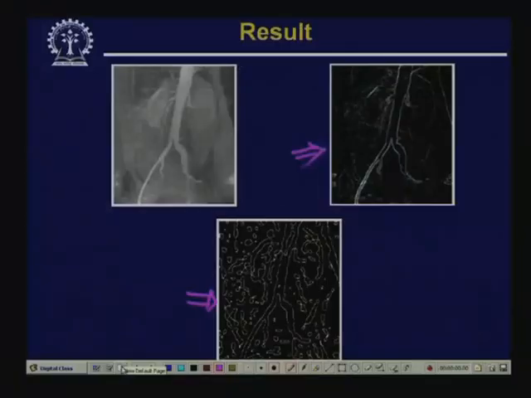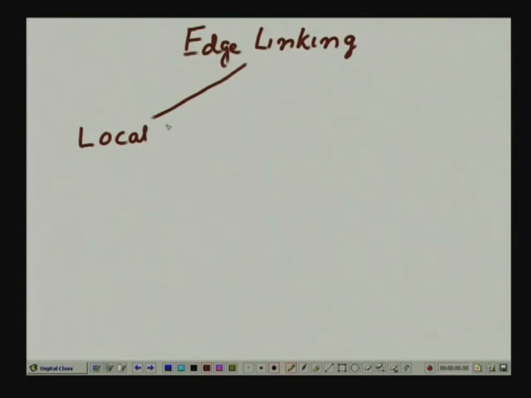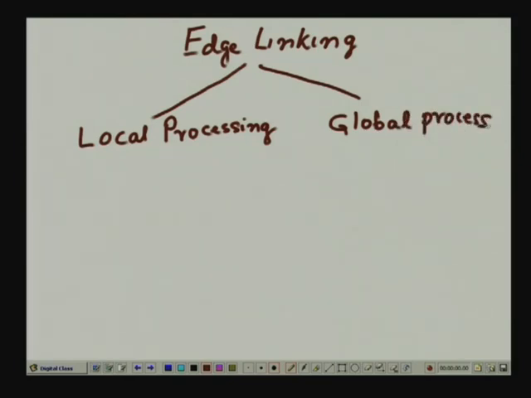Now, there are usually two approaches in which this linking can be done. So, for edge linking, we can have two approaches. One is the local processing approach, and the other one is the global processing approach. Whether we go for local processing or global processing, our aim is that we want to link all those edge points which are similar in some sense, so that we can get a meaningful edge description.